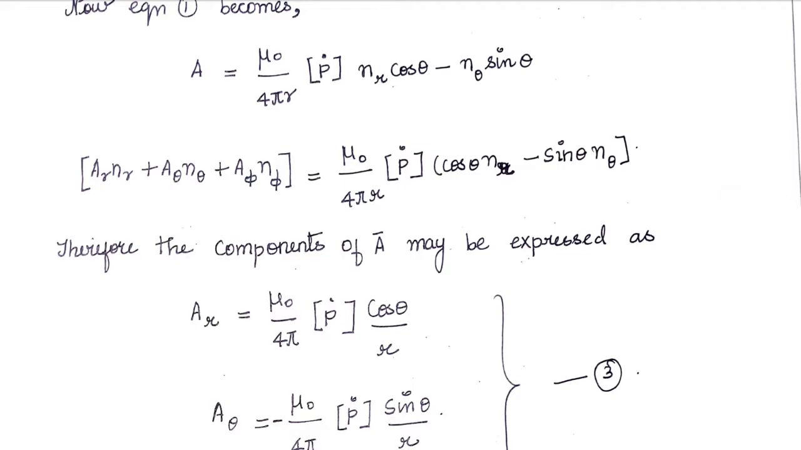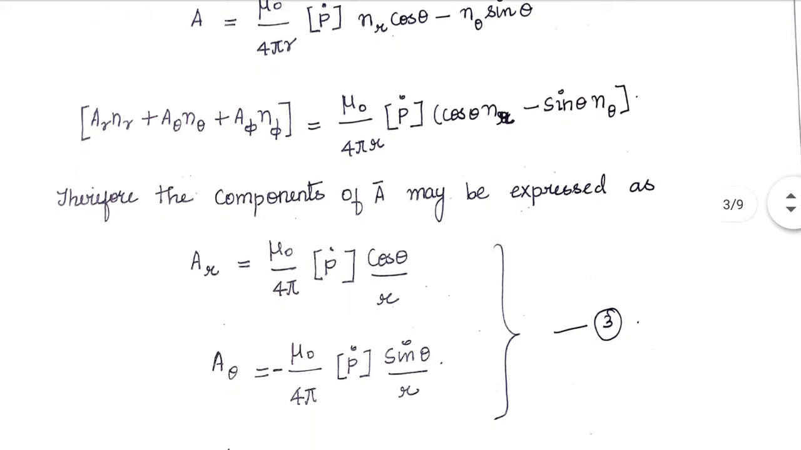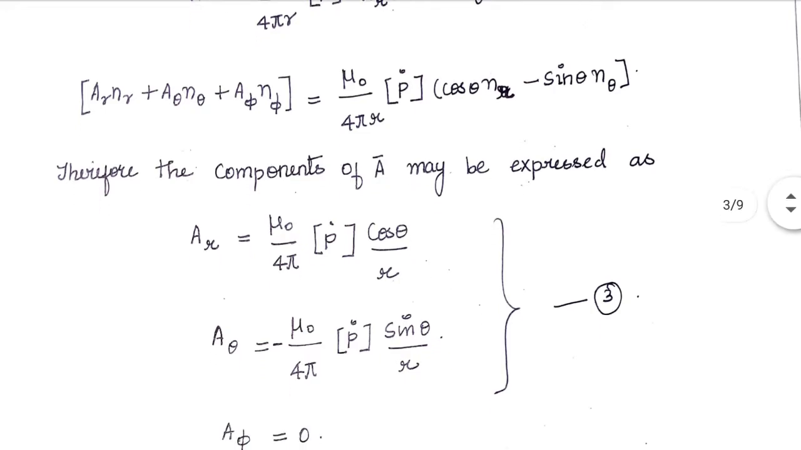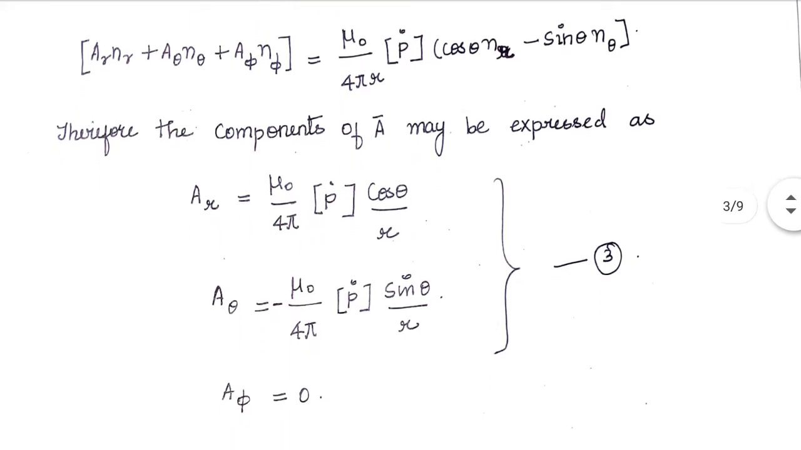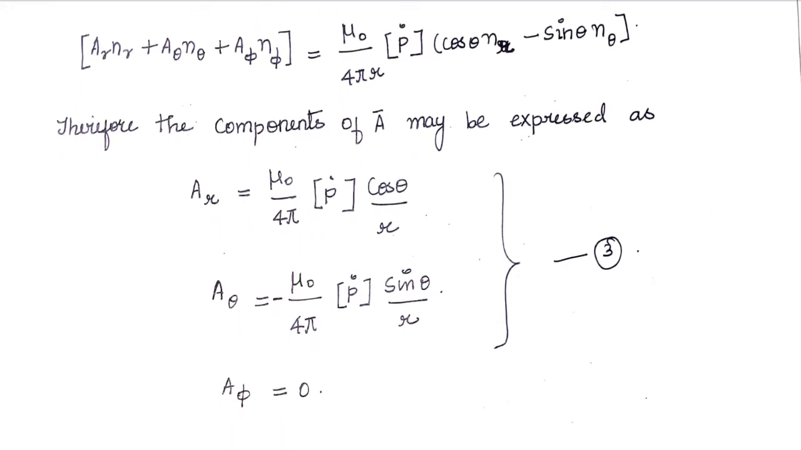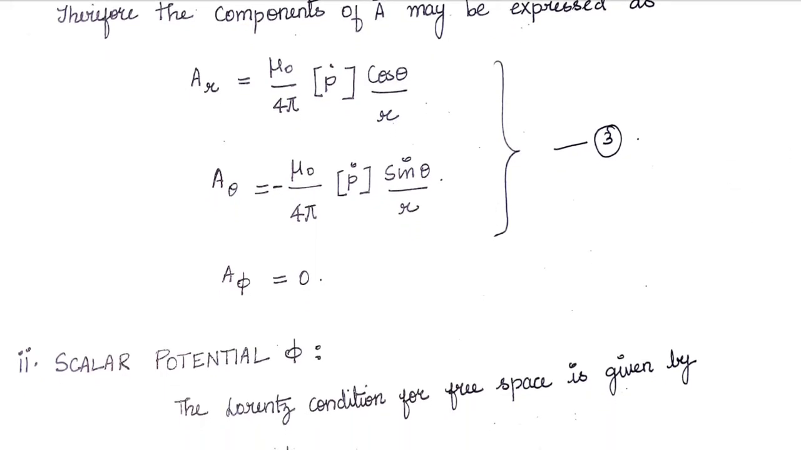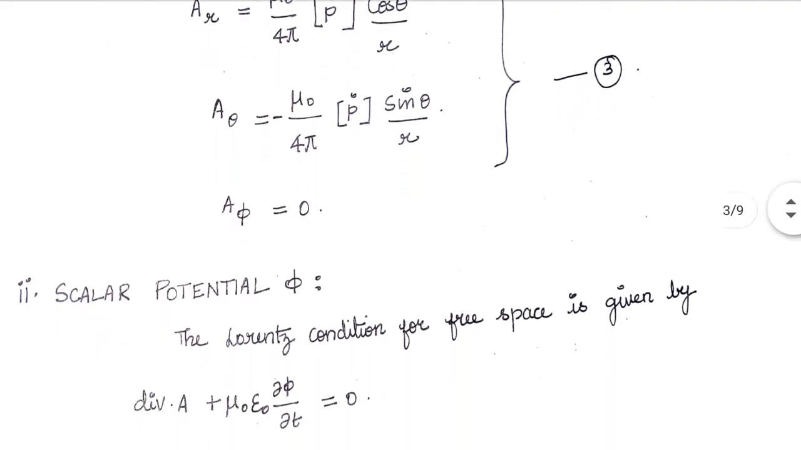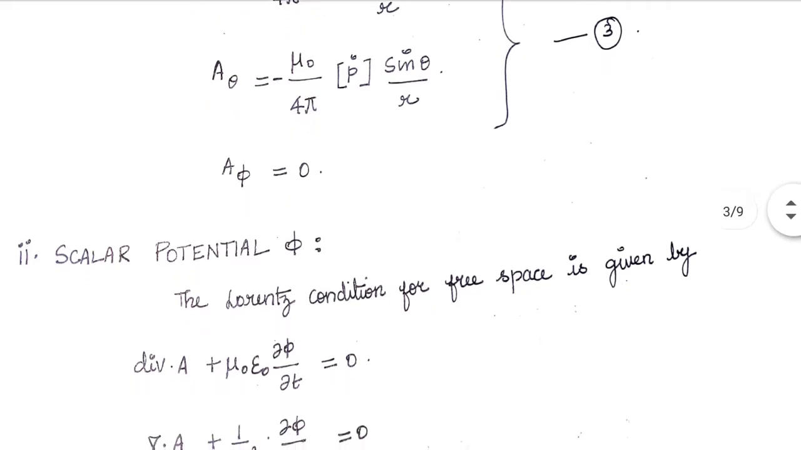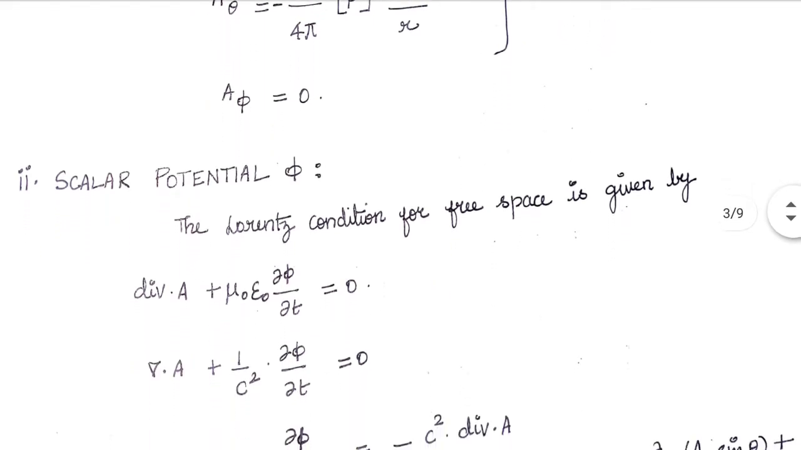Then writing A in component form, A_r n_r plus A_theta n_theta plus A_phi n_phi is equal to mu naught by 4 pi r P dot (cos theta n_r minus sin theta n_theta). Equating the components of A on each side, we get A_r is equal to mu naught by 4 pi P dot cos theta by r, A_theta is equal to minus mu naught by 4 pi P dot sin theta by r, and A_phi is equal to 0.